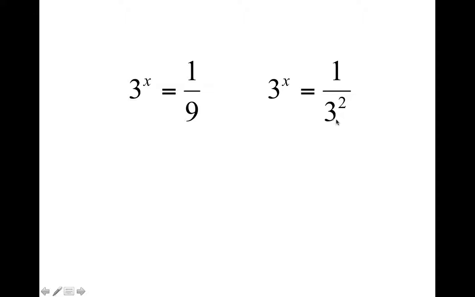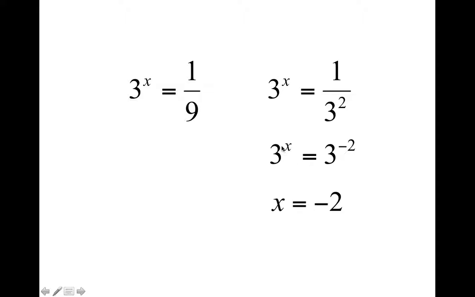Alright, so this is still no good. We have a fraction, but you remember the rule. When you have this and you want to bring it up, what happens to this 2? The 2 becomes negative. So this is now this. So now we're at the same spot we were last time. We have two things equal to each other, so in order for these to actually be equal, the exponents must be equal. So x must be negative 2.